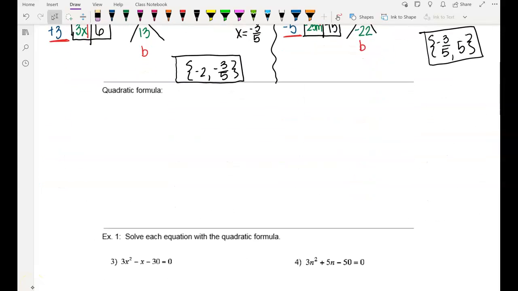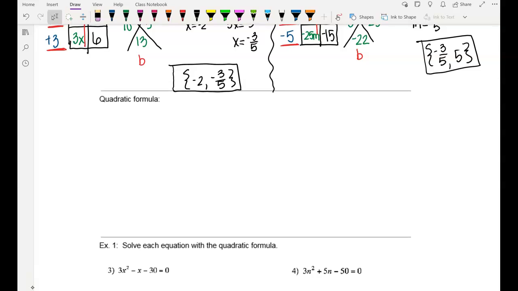All right, so quadratic formula. The thing about quadratic formula that makes it nice is you can solve any quadratic with this formula, but the formula is a little busy. The formula does require that we have standard form, so we have y equals ax squared plus bx plus c. And again, we should know by now that that is considered standard form of a quadratic.